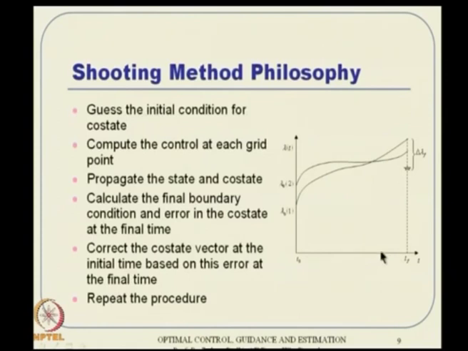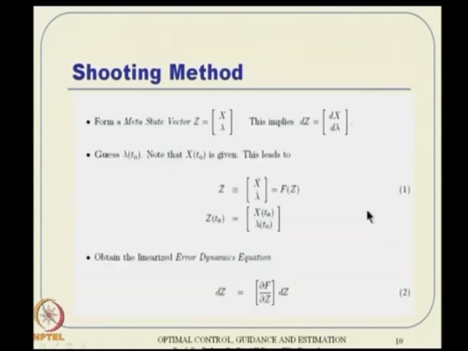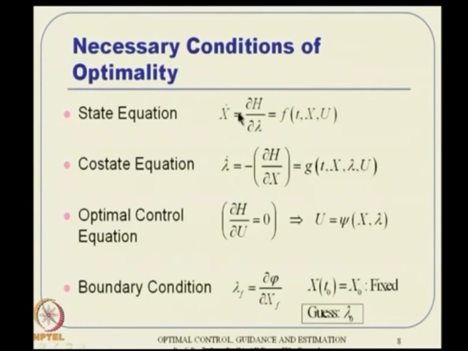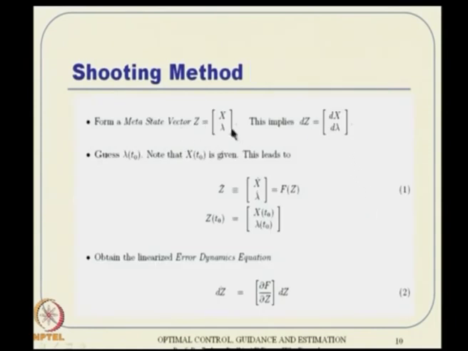So, a little bit of math now, how do you do that? This is what I recommend: form a metastate vector of x and lambda. That means, instead of talking about these two separate equations, we can always treat it as a function of x and lambda in a bigger state that we call the metastate vector, because u is already eliminated from here. Then this implies that the error dz is nothing but dx and d lambda. And this information is used in the linear equation setting basically. We will see that in a while.